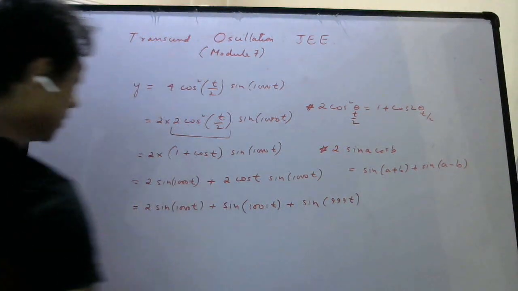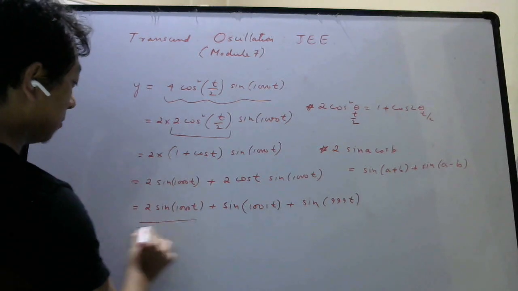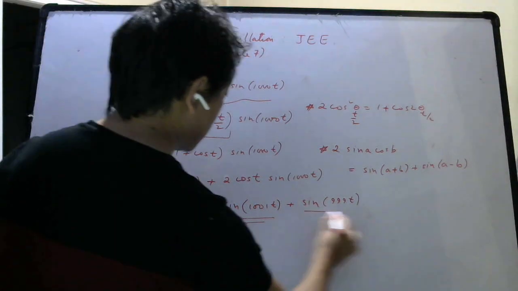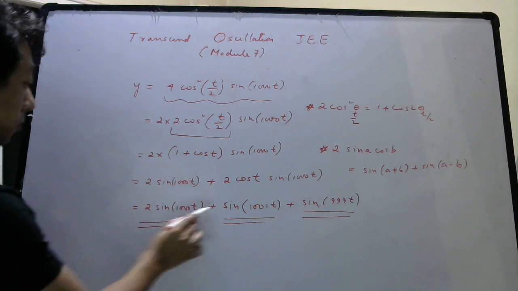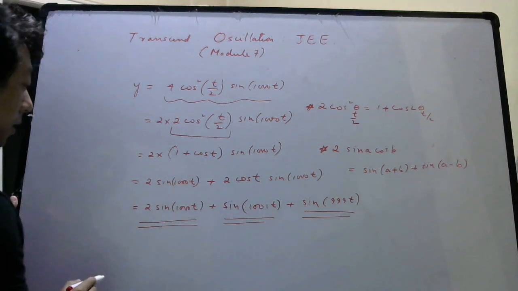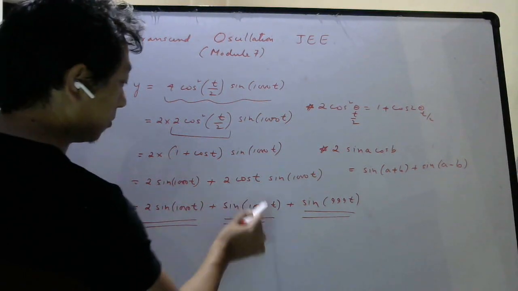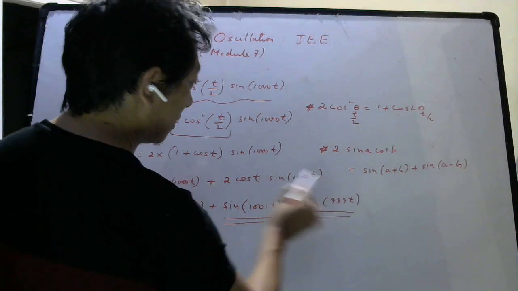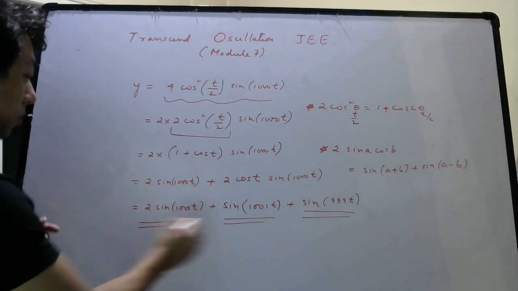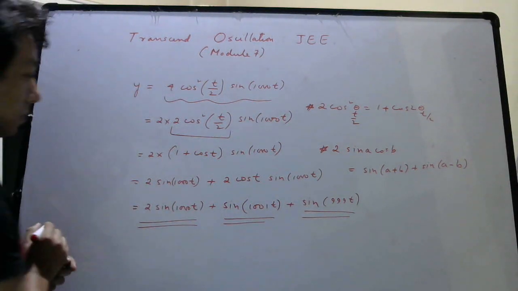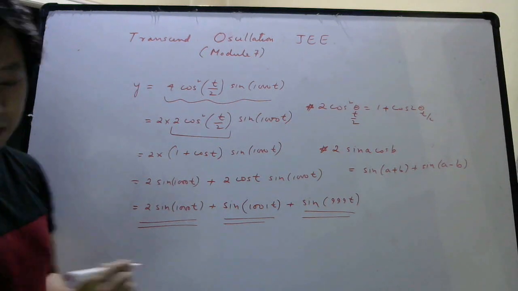So this way you can see that this complicated function is actually made up of 3 simple harmonic functions whose amplitudes are 2, 1, 1 and angular frequencies are 1000 radian per second, 1001 radian per second, 999 radian per second. Okay, so how many simpler SHM are present in this function? 3, right? So which is the right option? B.